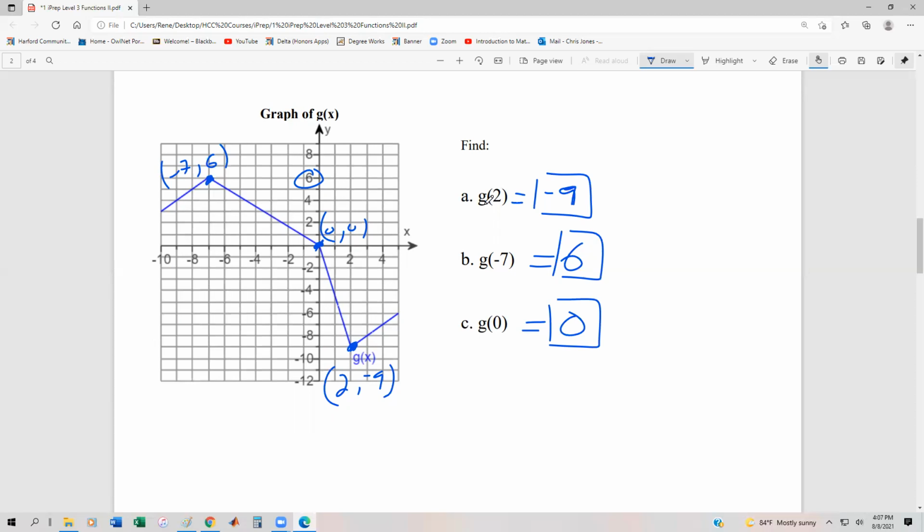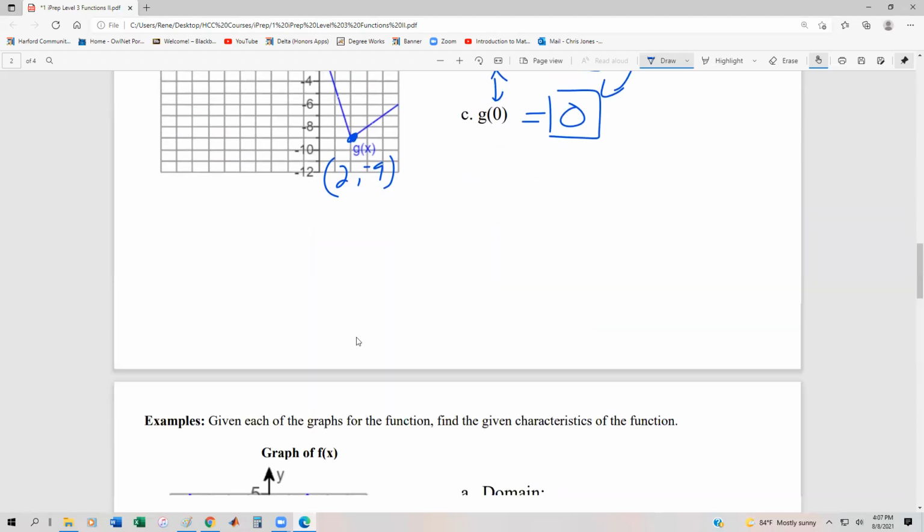Right, so that's all we're doing: we're just going through and figuring out inputs and outputs. Okay, x and y values. So again, this is an x, this is an x, and this is an x value on our ordered pair. And then this is a y, this is a y, and this is a y value. Okay, so we have inputs and outputs.